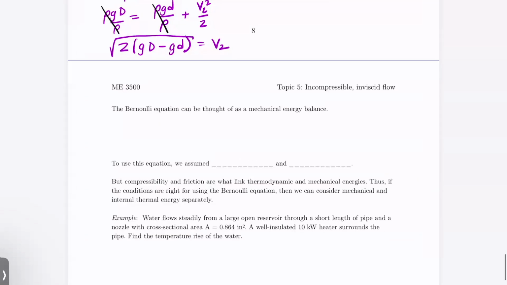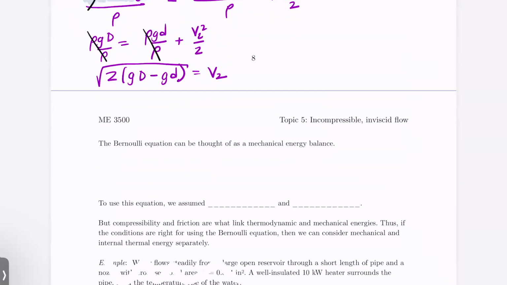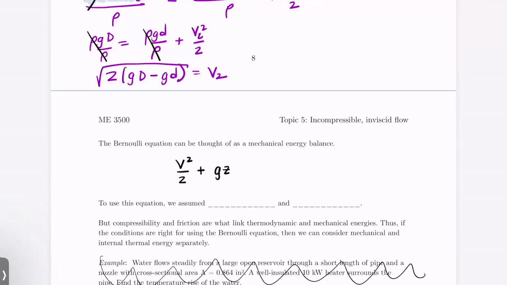Okay. I'm not going to do this. I don't want to do this last example. But I do want to talk about this one last thing, this one last statement about the Bernoulli equation. So we can think of the Bernoulli equation as a mechanical energy balance. And I don't know if it has popped into your mind as we've written it a number of times throughout this class, but we have these terms. These two terms that I have written up here hopefully look a little bit familiar in the sense of mechanical energy.